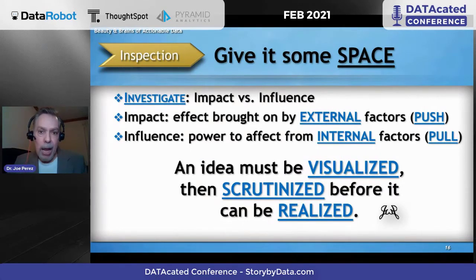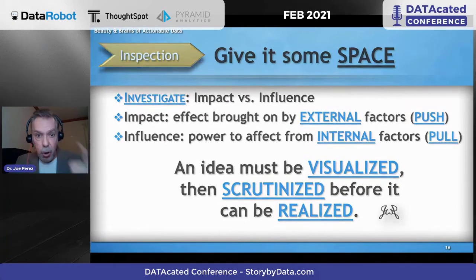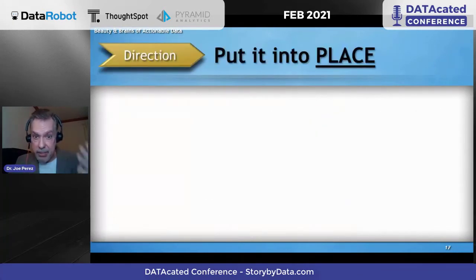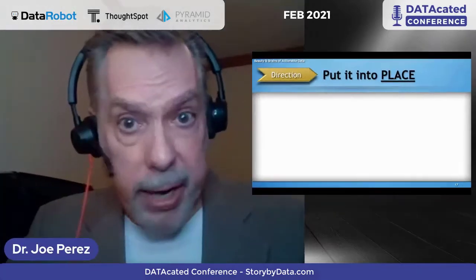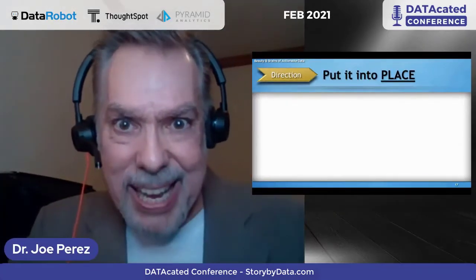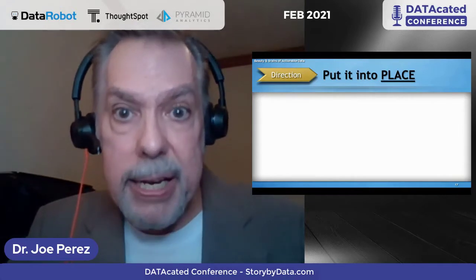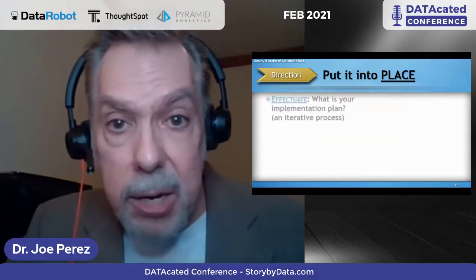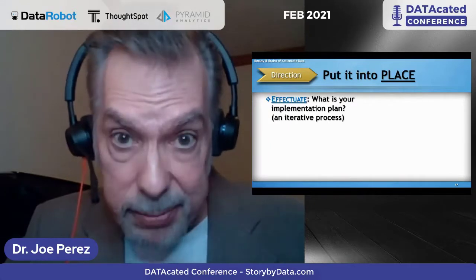In other words, if you've given it some space and it can stand up to inspection, you, my friend, are well on your way to making your concept a reality with actionable data. Well, after having started the race, making the case, motivating the base, and giving it some space, we now come to the fifth and final stage of the spectrum, direction. It's time to put it into place. Keyword here, effectuate.